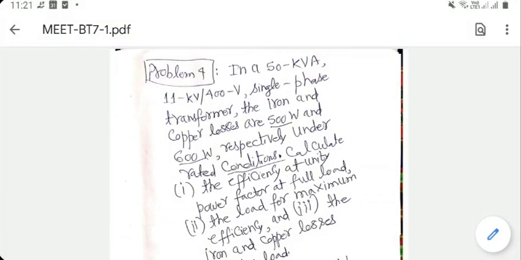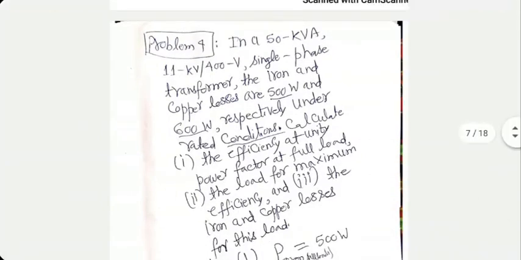Part 2, the load for maximum efficiency. You know that maximum efficiency occurs when iron loss and copper loss are equal to each other. So we will take advantage of that. And third is the iron and copper loss for the load in part 2. You don't need equivalent circuit here.